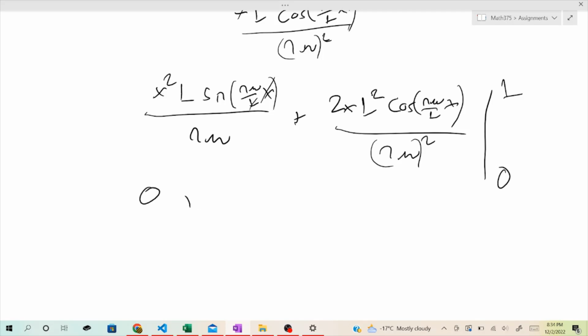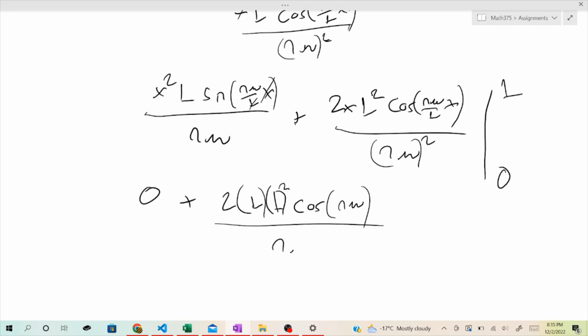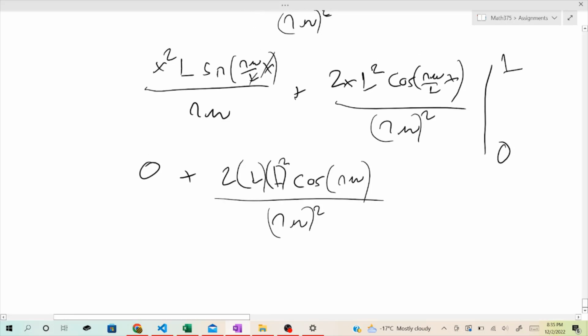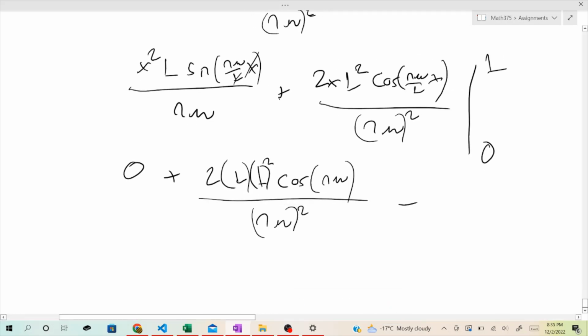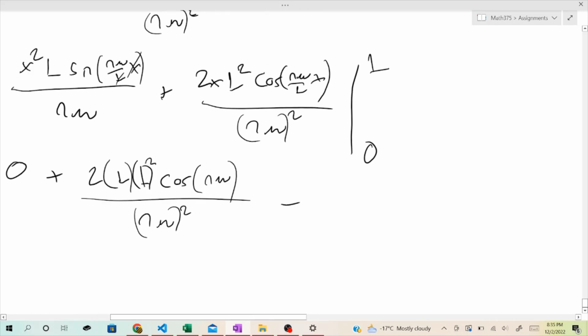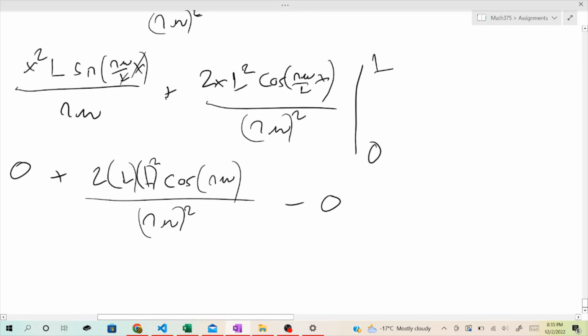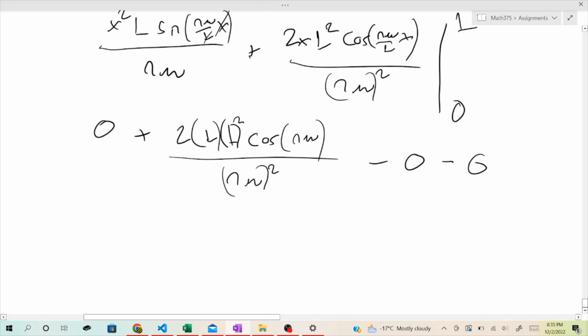These cancel out, so we get sine n pi, which is just 0. So that's 0 plus 2 L squared cosine n pi over n pi squared. Evaluating the second term, we see sine of 0 is 0 again, minus 2 times 0 sets this whole thing to 0. This is the only term we have to worry about.